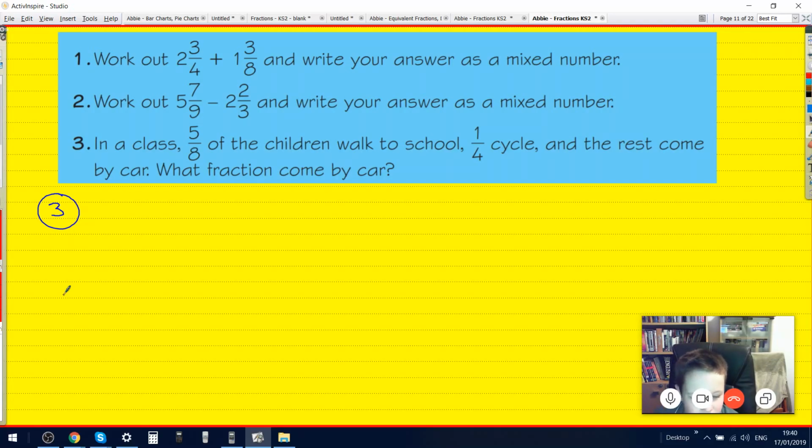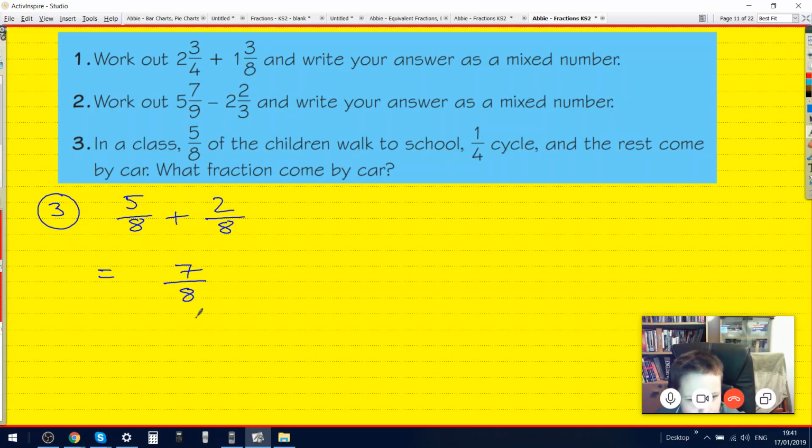So the lowest number that 4 and 8 will both go into is 8. Yeah. And so you times 8 once to get to 8, and so 5 times 1 is 5. So that one's basically already done. Mm-hmm. And then you times 4 2 times to get to 8, and so 1 times 2 is 2. Yeah. And then you add those two together to get 7/8.